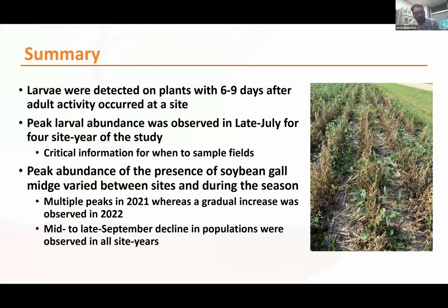So a bit of a summary on this. Larvae were detected on plants within 6 to 9 days for Vilma's study. So you saw that adult detection in that graph. And then, on the 8th and by the 14th, we had detected larvae present on plants. There's a lot more detail in those studies in terms of the occurrence and abundance of white larvae versus pigmented versus non-pigmented. That's how we divided those categories up. It wasn't always accurate between all the sites.